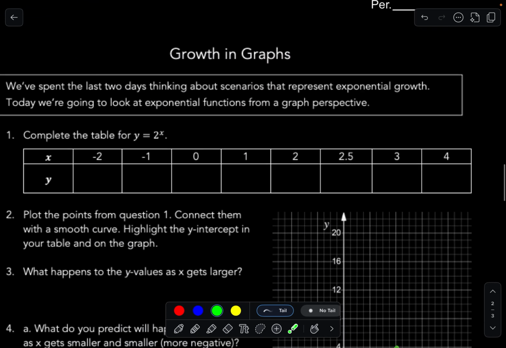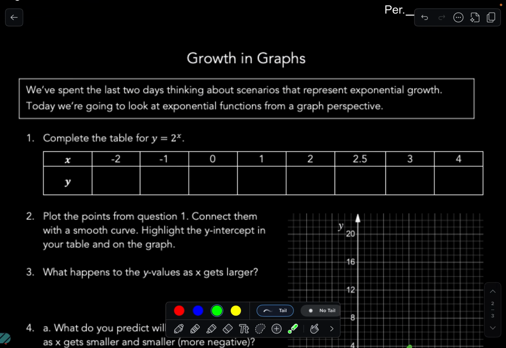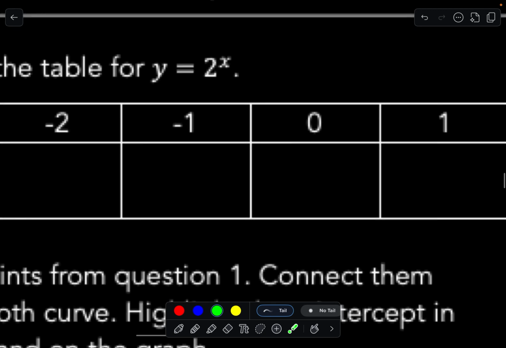So here we go. We spent the past 2 days thinking about scenarios, situations that represent exponential growth. Today, we're going to look at exponential functions from a graph perspective. So they want you to fill out the table. I always tell students start at 0 because that's the easiest. We know 2 to the 0.